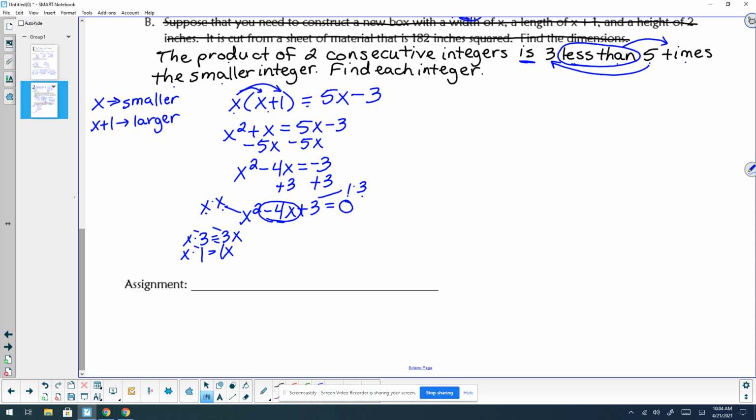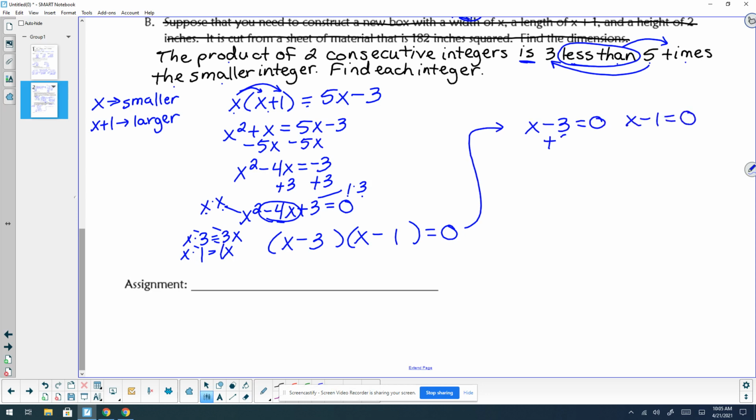Now I can make my two sets of parentheses. All that's still equal to 0. X is going front. Because it's just x, I can put my negative 3 and negative 1 wherever I want. Now I can use the zero product property. Just add 3 to both sides.